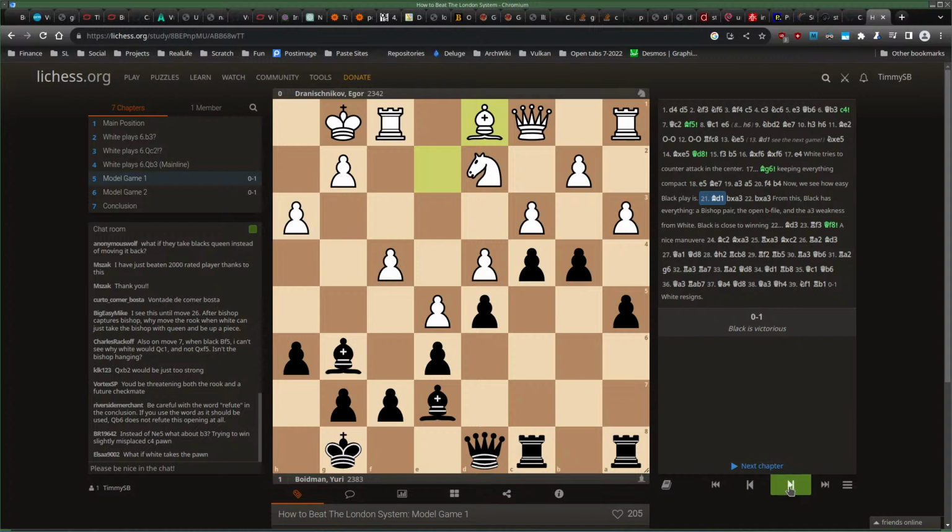Do we take to this side? Yeah, why not? You must take with a pawn. And the open file is ours. Black is everything: a bishop pair, the open b file, and the a3 weakness. From white, black is close to winning.